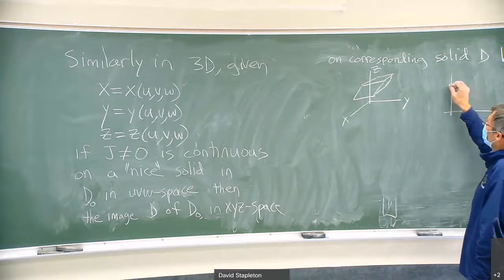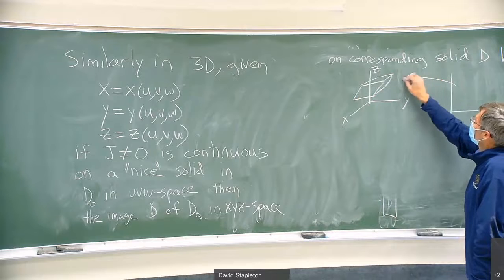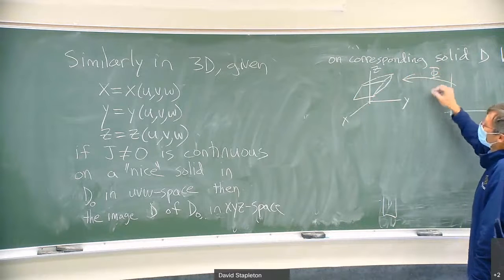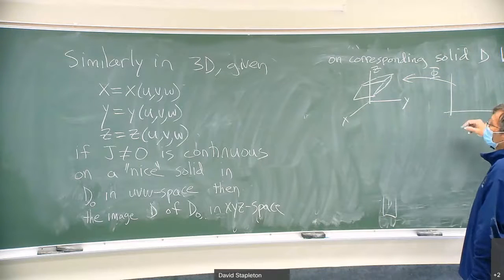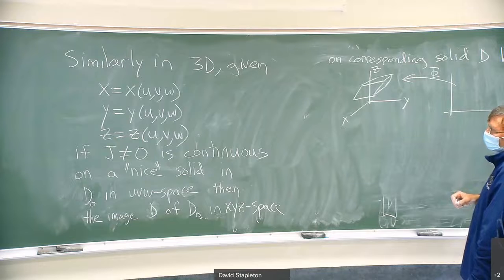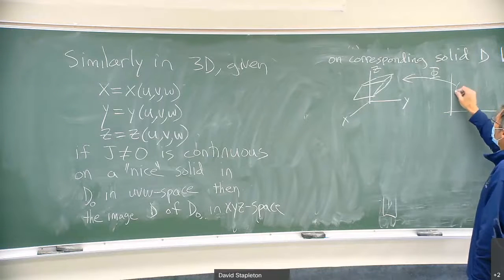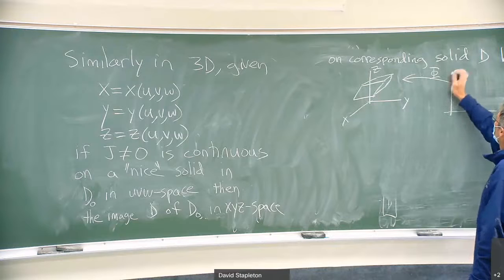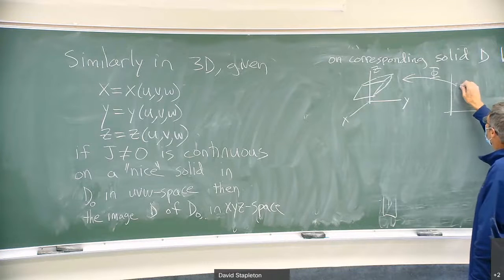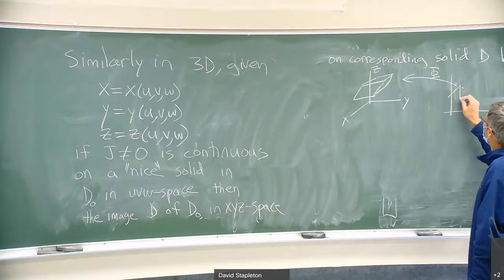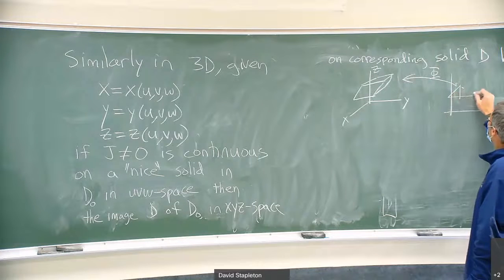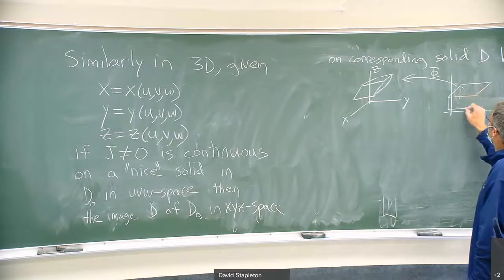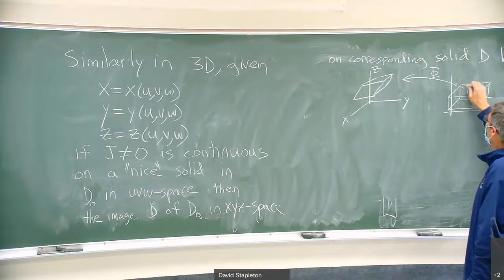But the idea is I have a region, a map phi of that form makes X, Y, and Z such that the Jacobian is continuous and not equal to 0. Then it will map the interior region of some solid over here into the interior of the region of the subsolid over there, we can call this D0.